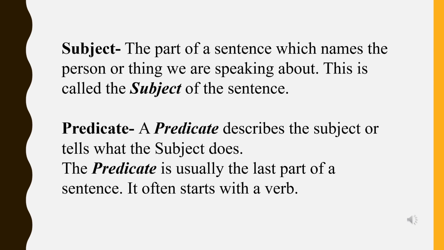See the definition of predicate. A predicate describes the subject or tells what the subject does. What is said about the subject in a sentence, that part of the sentence is called the predicate. What we have to remember here is that usually the predicate is the last part of the sentence, and in most cases it begins with a verb.